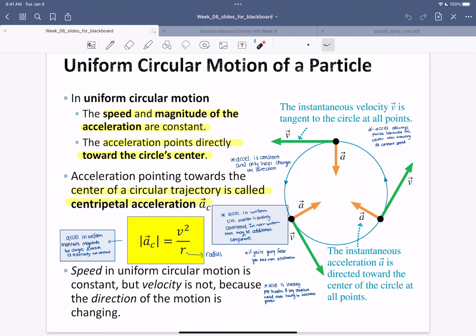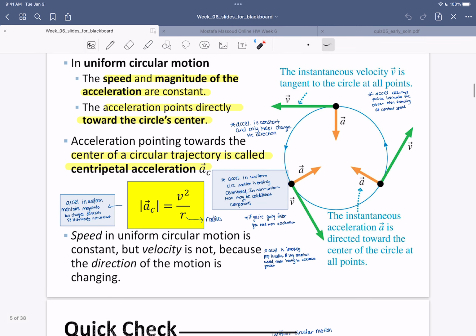And acceleration for uniform circular motion, like we said, is centripetal acceleration, pointed towards the circle center. So when we have that acceleration pointing towards the center, we call that centripetal acceleration. And that centripetal acceleration is equal to v squared over r, v being the speed that you're traveling at, and r being the radius of your circular motion. And so acceleration in uniform circular motion is entirely centripetal.